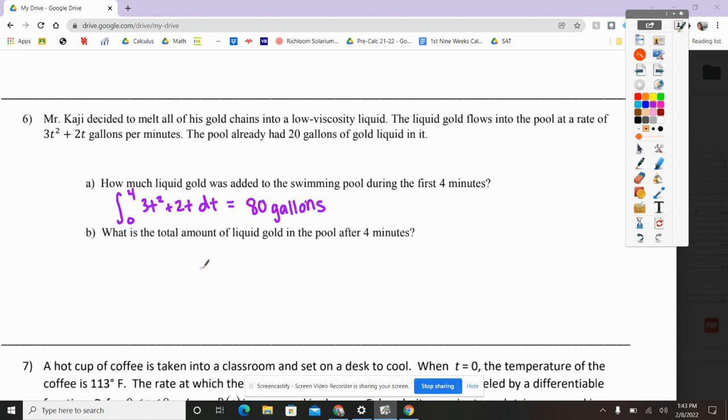And B wants the total amount of liquid gold after 4 minutes. So that's going to be the 80 gallons that were added plus this 20 gallons that were already there. So the total amount would be 100 gallons.